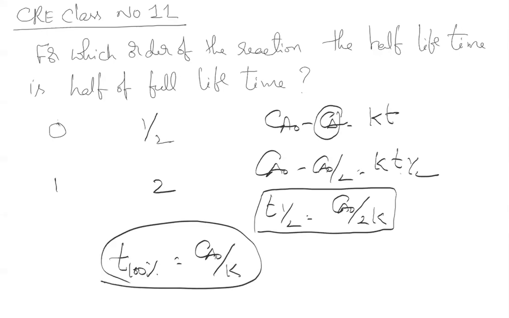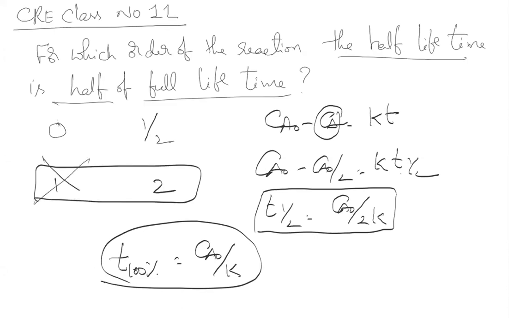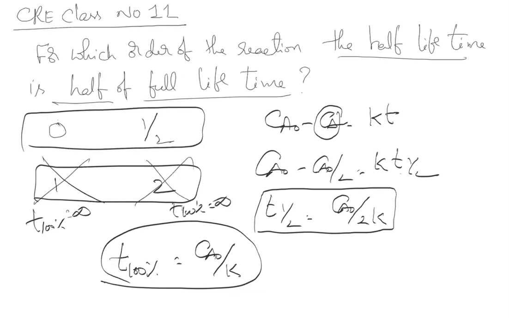So the half-life time is half of the full lifetime. So these two cannot be answers, first of all, because what is the 100% time for first order? Infinity. Second order is also infinity. Answer can be 0 or 1 by 2, because only for 0 and 1 by 2 will you achieve 100% within finite time. Clear? So sometimes you can eliminate the options easily. 1 and 2 cannot be the answers, because for 1 and 2 the time required for 100% conversion is infinity.